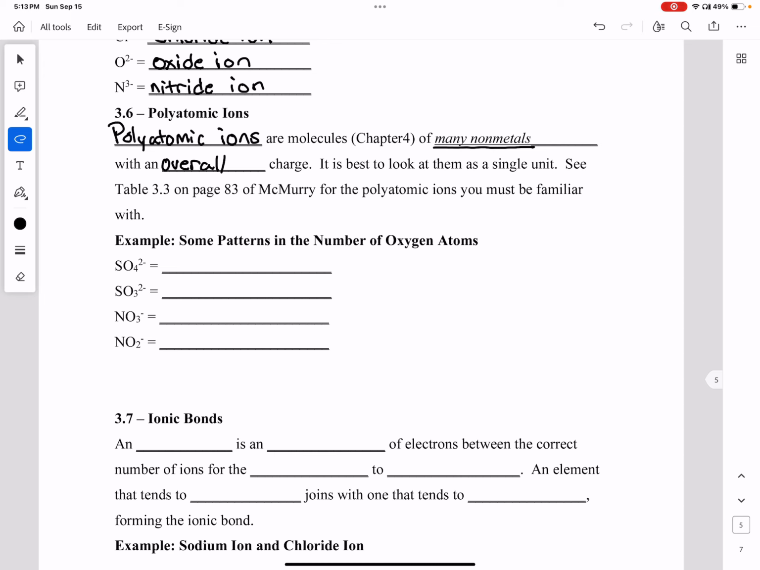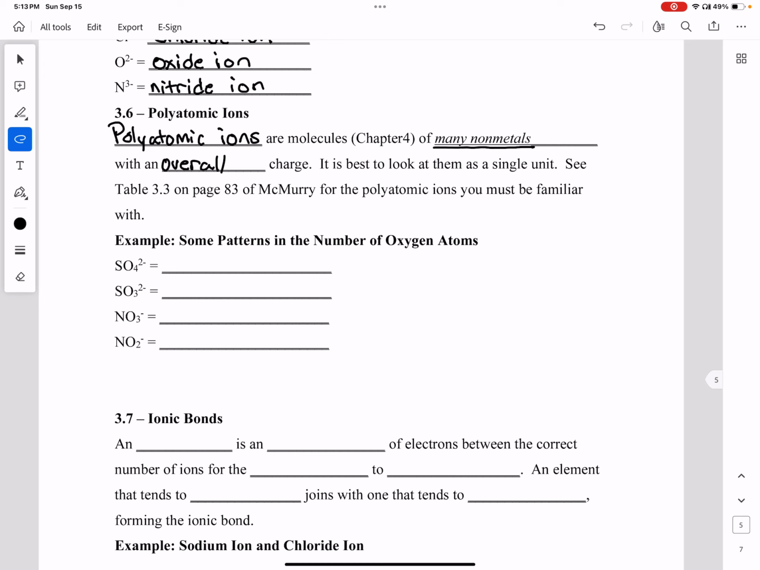So I'd like you to see table 3.3 on page 83 of McMurry. Those are the polyatomic ions that you must be familiar with. And I'm so sorry to say that the best approach is to memorize them. Make some flashcards and memorize them. There are some patterns that I'll point out right now, but it's still mainly memorization.